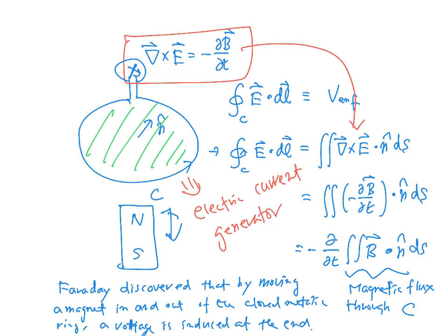So we just applied Maxwell's equation and used Stokes theorem, and Maxwell actually predicted, using Stokes theorem, that a voltage will be induced at the two ends of the metallic loop if you have a time-varying magnetic field. And Faraday actually discovered that electric current can be generated. So that's the beginning of modern technology.